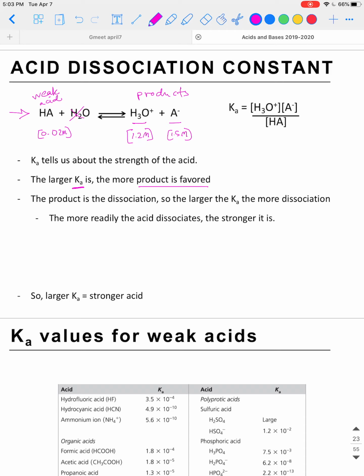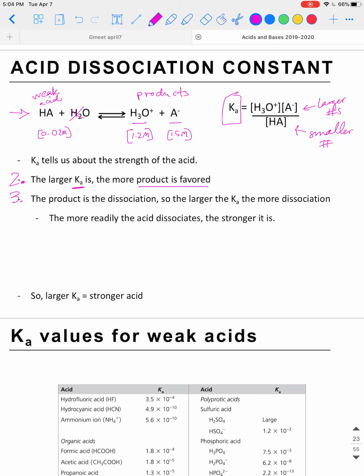then we'll have a larger Ka value because we'll have larger numbers up top, and we'll have a smaller number on the bottom. And anytime you divide a large number by a really small number, you get a large Ka value. Okay? So, back to the second point here. The larger Ka, the more products that we make.